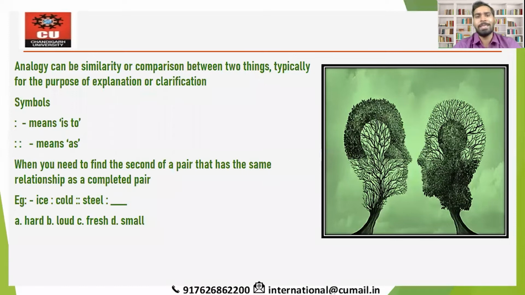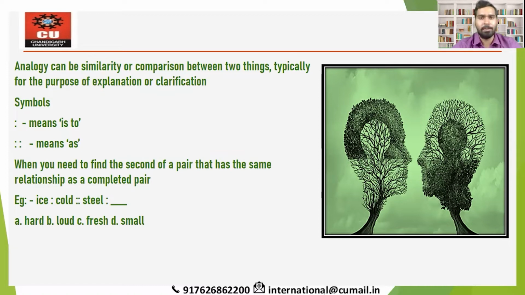Now, in order to read these kinds of questions, you need to understand the format for the same. Here are certain symbols that one should be aware of. To begin with, you would see a colon symbol. When you have a single colon, we read it as "is to". Whereas if you have two colons back to back, we read it as "as". For example, when you need to find the second pair that has some relationship as a complete pair.